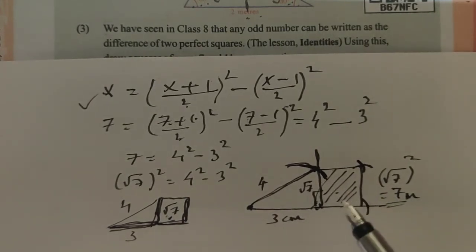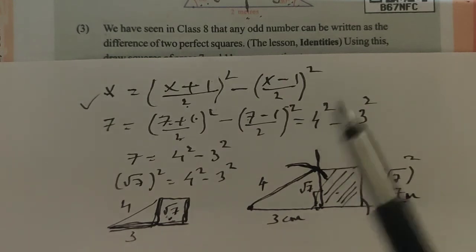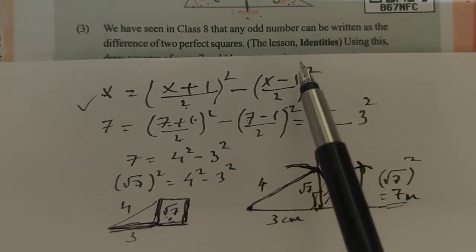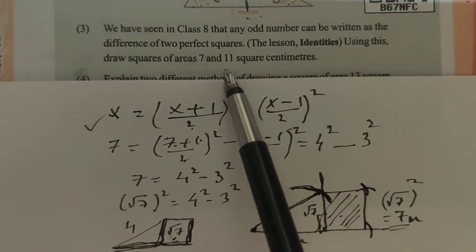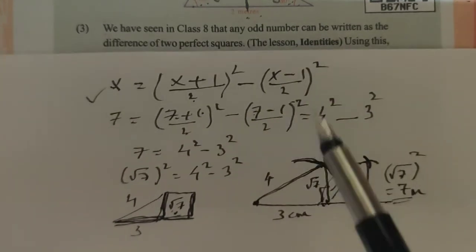You get the area of this square is 7 square centimeter. And now you want to construct another square of which the area is requested, not 7 but next one is 11.